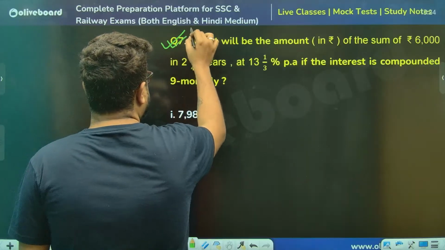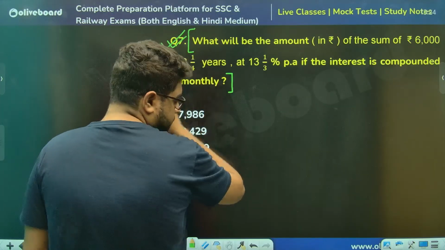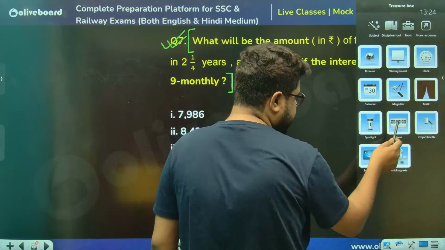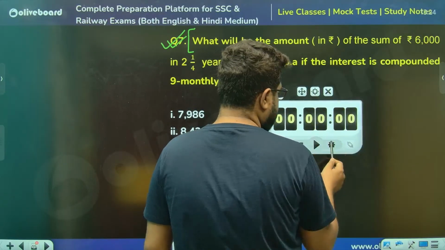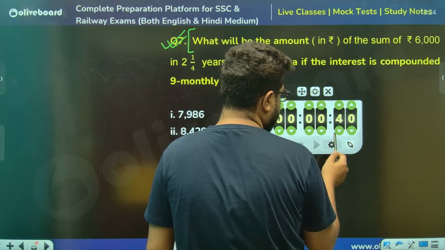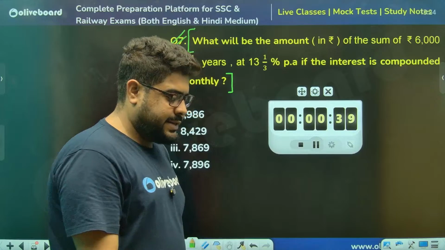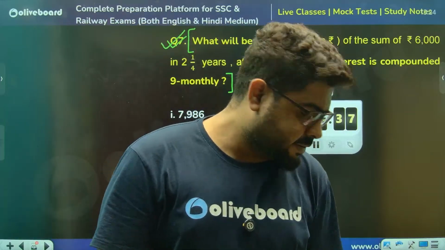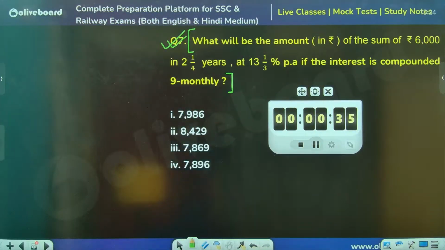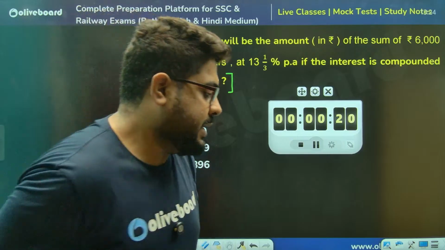Let's do one question of compound interest. Again, I'll give you guys 40 seconds. Please solve this very quickly.